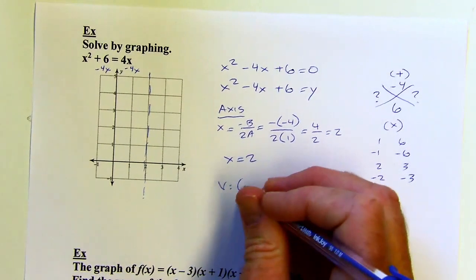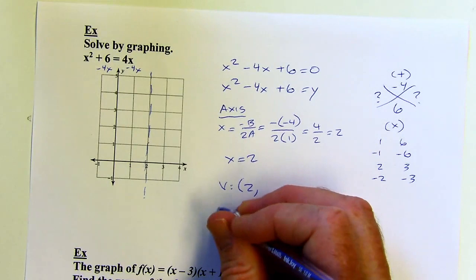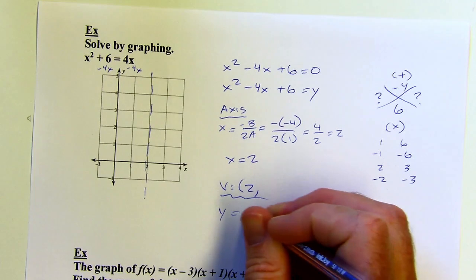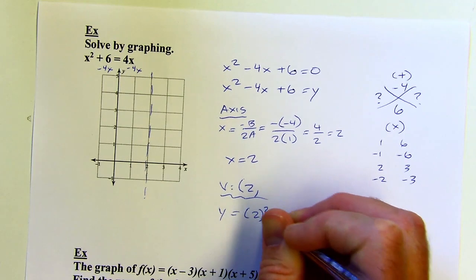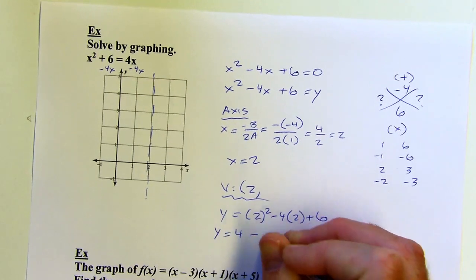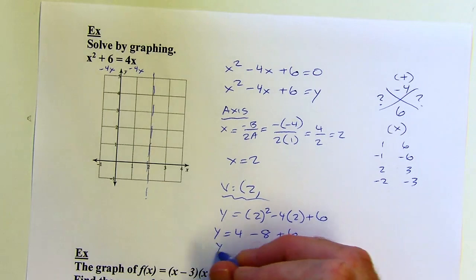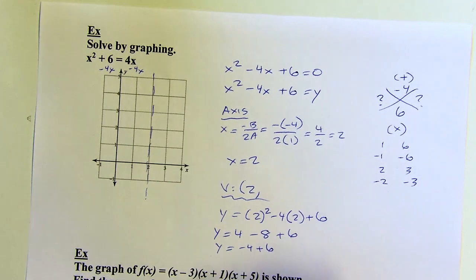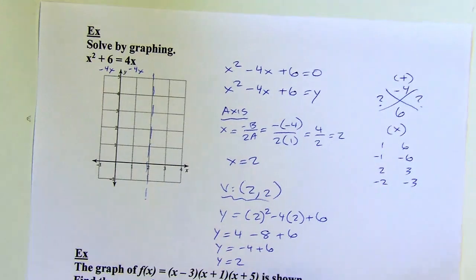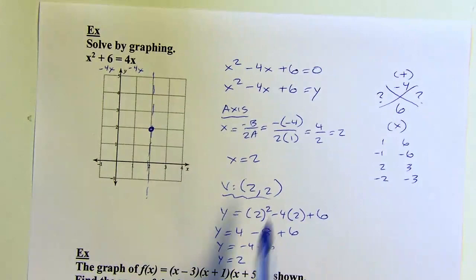Okay, so let's find the vertex then. I know the x-coordinate has to be 2 if it's on that line. Okay, and then I'll go back to the equation to find the vertex here. And I'm going to plug in 2 for x in both slots. Okay, and this gives me 4 minus 8 plus 6. So let's see, 4 minus 8 is negative 4, and negative 4 plus 6 would be 2. So 2 is the vertex. Okay, so the vertex is at 2.